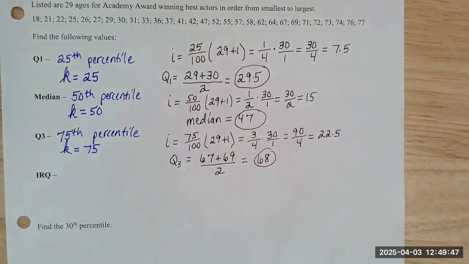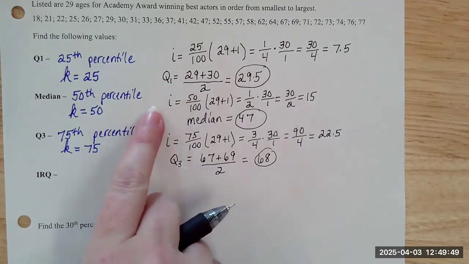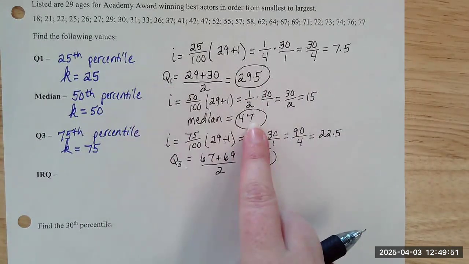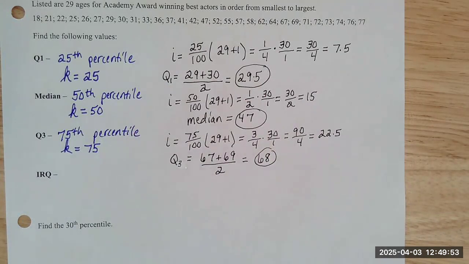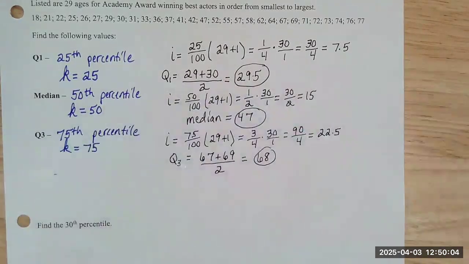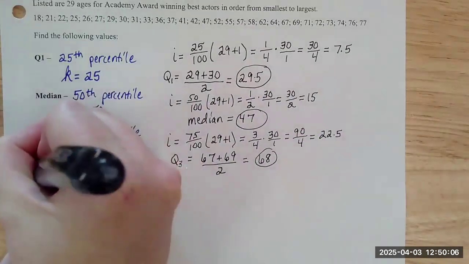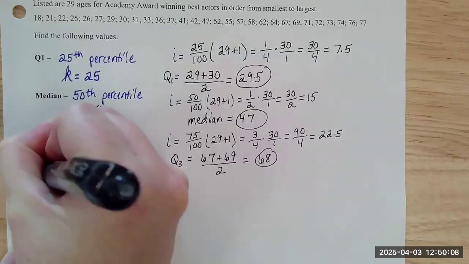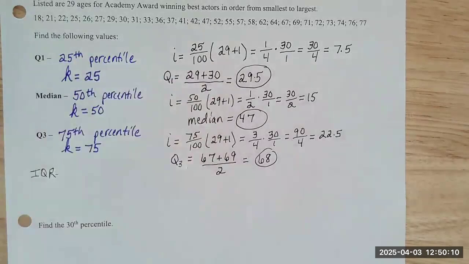So we've got Q1 is 29.5. Q2, or the median, is 47. And Q3 is 68. This last part says the IRQ, and it shouldn't say IRQ, sorry. Jen's got a typo. You got to fix it on your paper. IQR is the order it should be in, not IRQ.